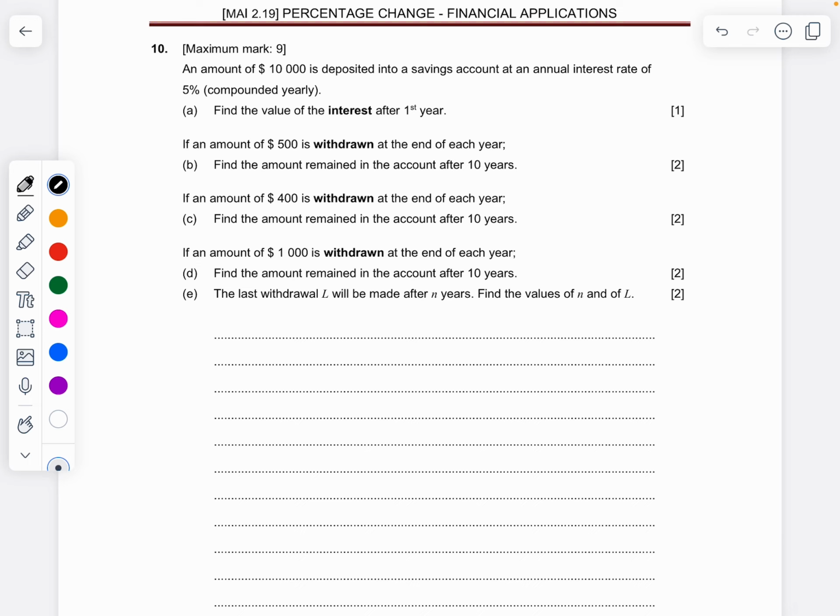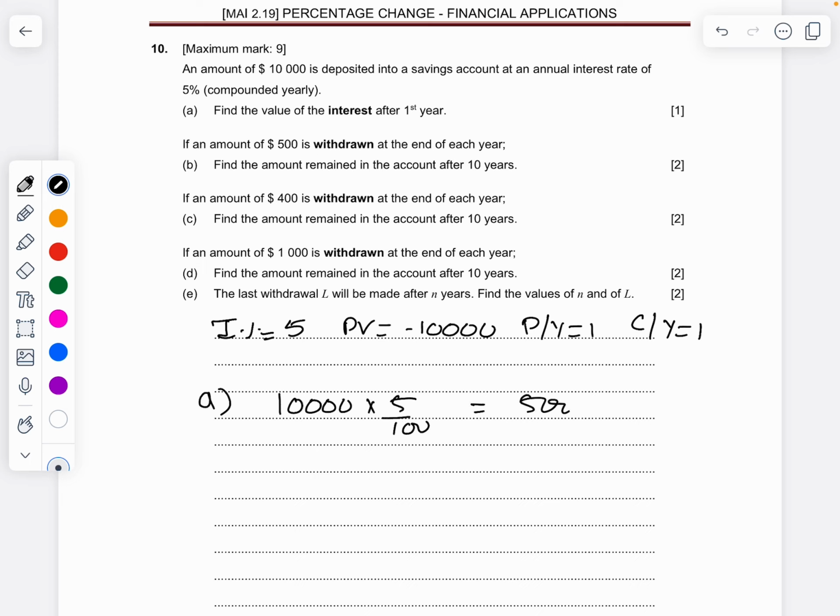Question number 10. An amount of 10,000 is deposited into a savings account at an annual interest rate of 5% compounded yearly. Find the value of the interest after the first year. So I% equals 5, principal value is minus 10,000 and P/Y is 1, C/Y is also 1. So for part A, 10,000 times 5 upon 100, which is going to be 500 euros.